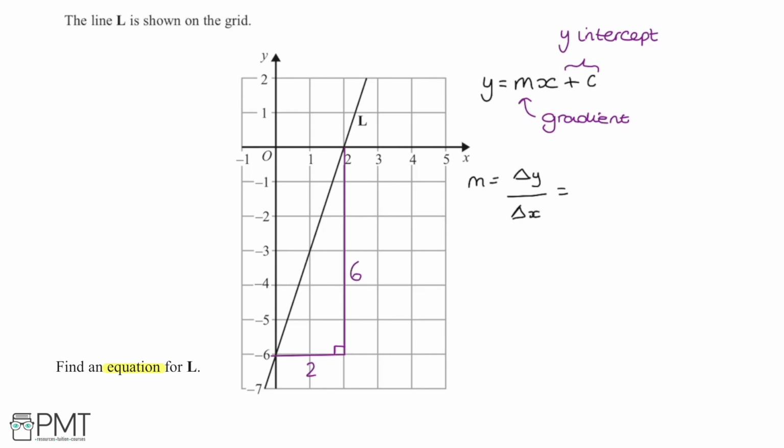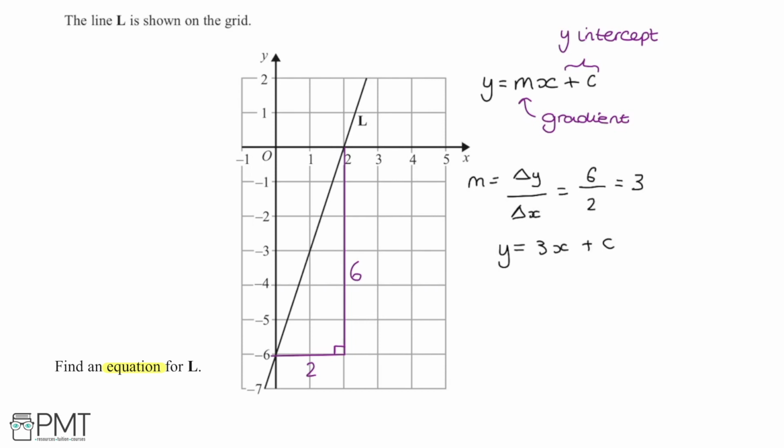And then I can write this out, so the change in y is 6 over the change in x, which is 2, and that gives me an answer of 3 for the gradient. So if I substitute this back into the equation, we have y equals 3x plus some value of c.